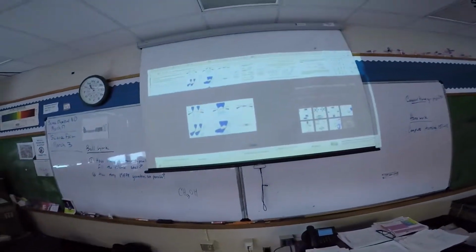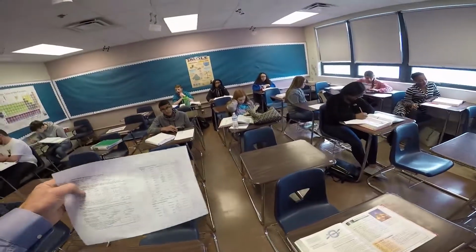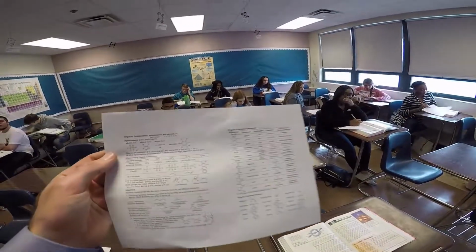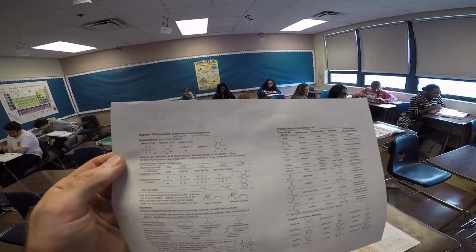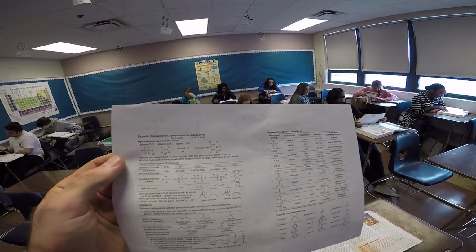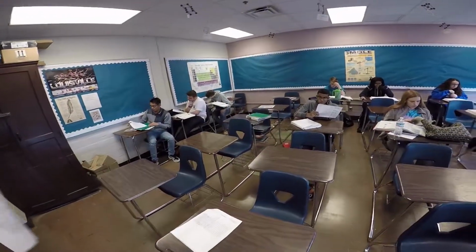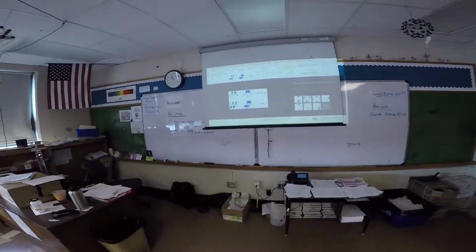Now up on the overhead here, this is an example of a triple bond. On the handout that I gave you, if you look on the back side, we'll be using this all through the week. We just got it today to save paper. If you look at the alkyne, A-L-K-Y-N-E, that is a triple bond. Organic compounds, a name for it, the alkyne. So up here, this is an alkyne.